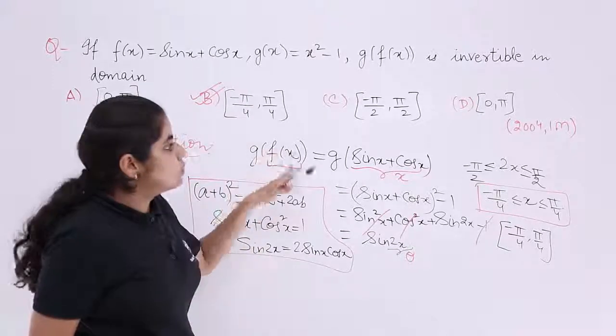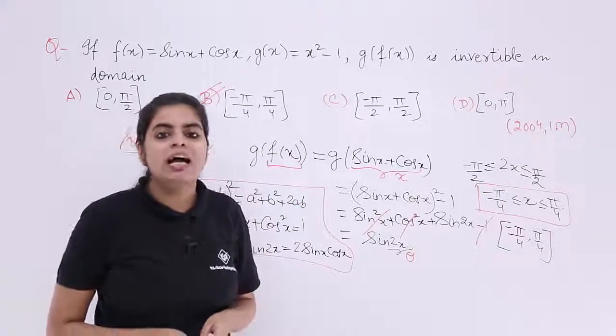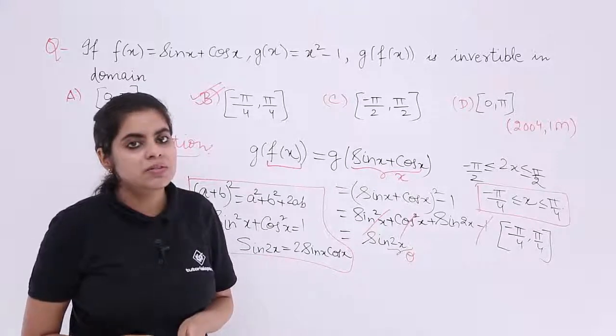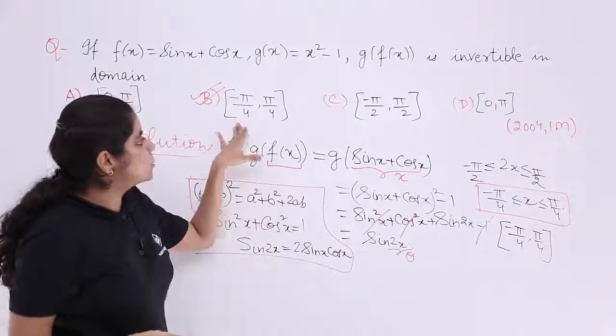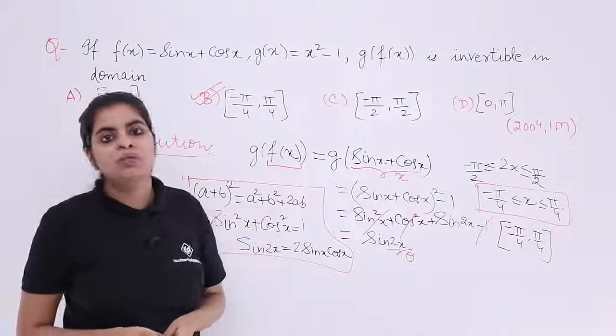So in this video, we saw the solution to an IIT JEE question asked in the year 2004. The answer to the question is option number B, minus pi by 4 to pi by 4.